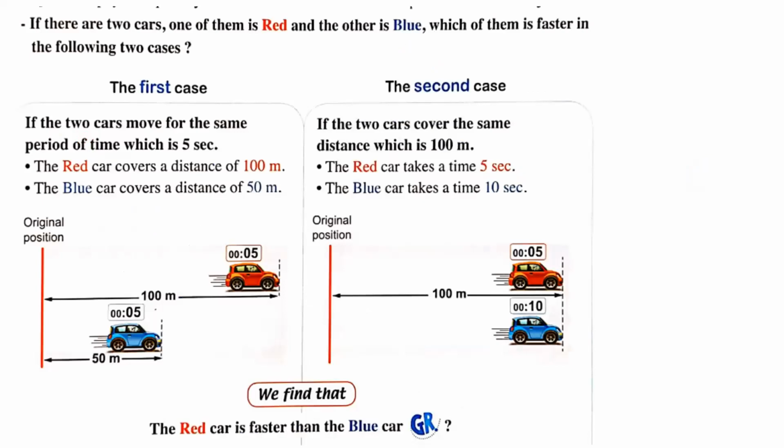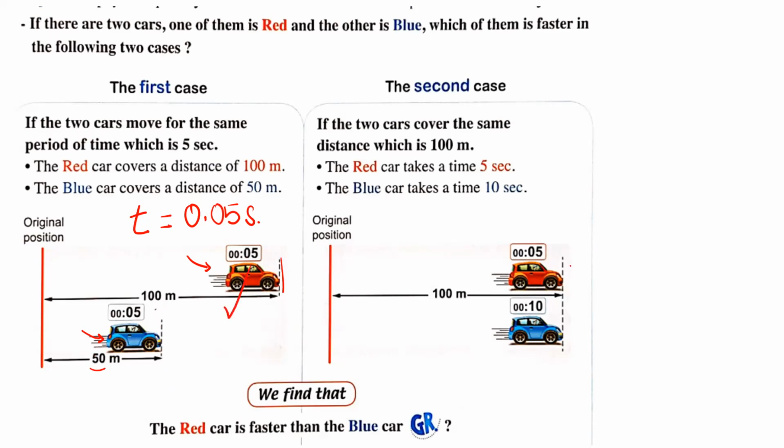Okay, so here there is an example like we just said. If we have two cars, one red and the other blue, when can I say one of them is faster than the other? Both of them moved in the same time, 0.05 seconds. Both took the same time, but the red car reached 100 meters and the blue car 50 meters. So which one is faster? The red one.